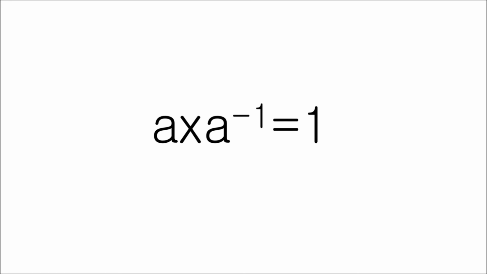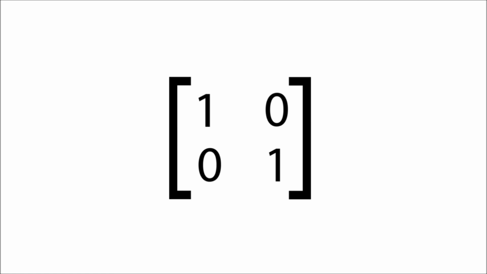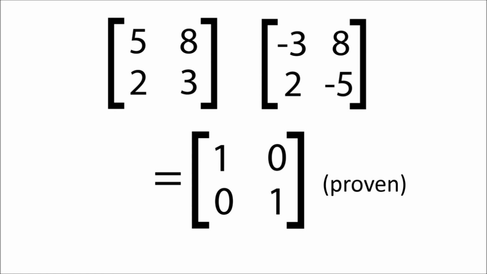To prove that it is indeed the inverse, we know that A times A to the power of negative 1 equals 1. If we multiply the original matrix by its inverse, we will get a matrix which is known as the identity matrix, which is the matrix equivalent of the number 1. For a 2x2 matrix, the identity matrix is this. So to test our inverse key, we have to multiply our matrices together. As you can see, our answer is the identity matrix, and we have proven that it is indeed the inverse of our key.